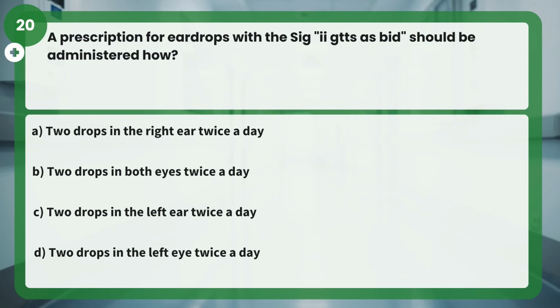Question 20. A prescription for eardrops with the SIG 2 gtts AS BID should be administered how? A. 2 drops in the right ear twice a day. B. 2 drops in both eyes twice a day. C. 2 drops in the left ear twice a day. D. 2 drops in the left eye twice a day.